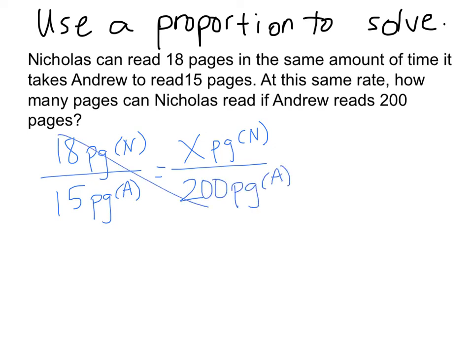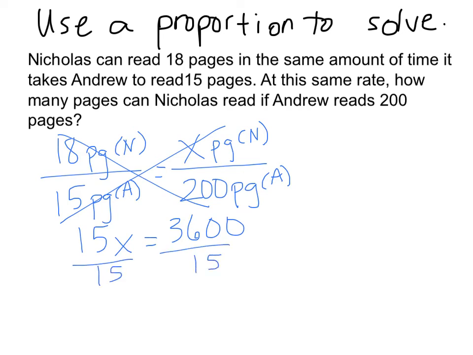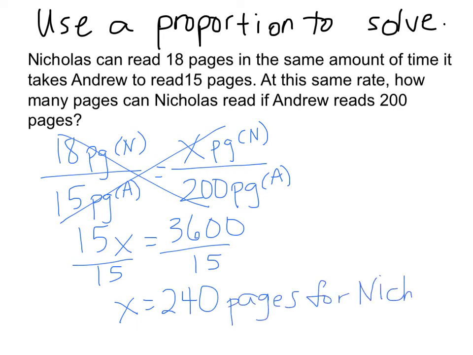And now I cross multiply. So I get 15x equals, and I do 18 times 200 is 3,600. I divide both sides by 15, and x equals 240 pages for Nicholas.